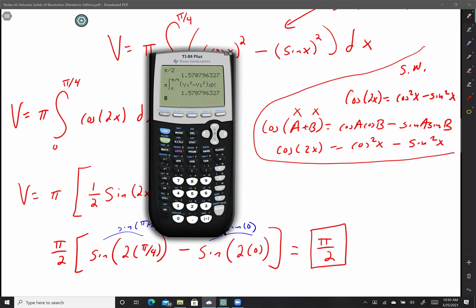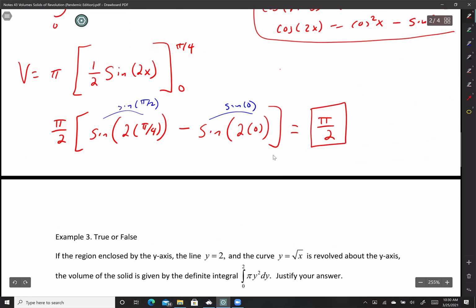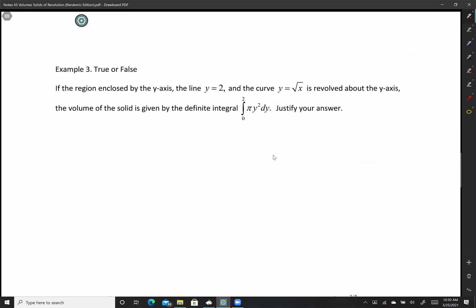Cool or not cool? That's just my recommendation, guys. You don't have to do my recommendation. If you're brave, type in cosine x close squared minus sine x close squared. All right, let's continue. Whew. Are we having fun, guys?